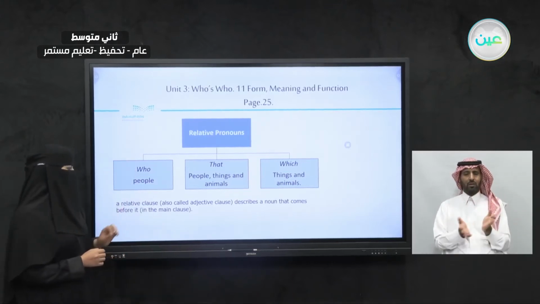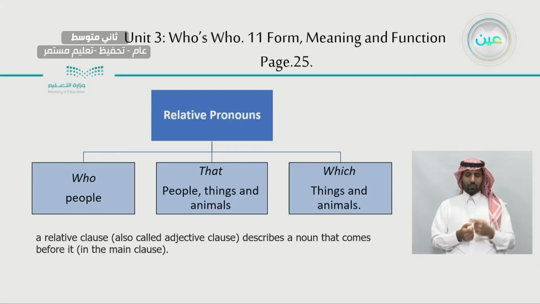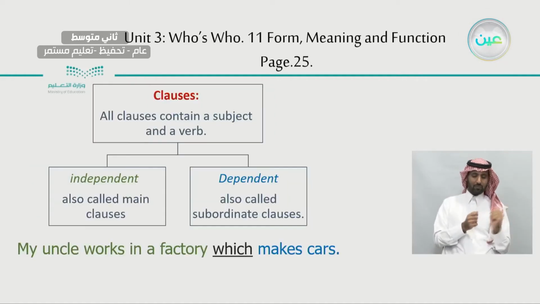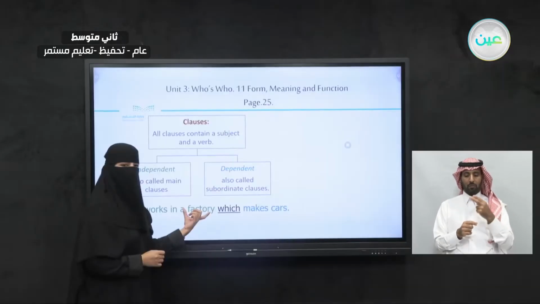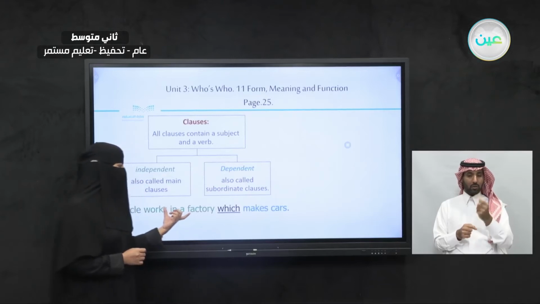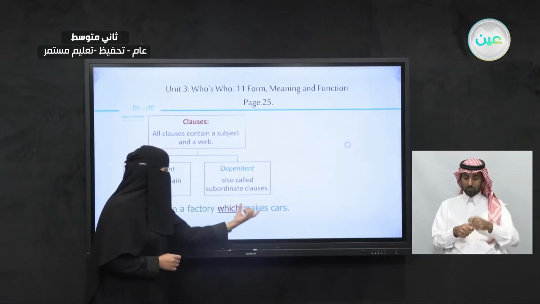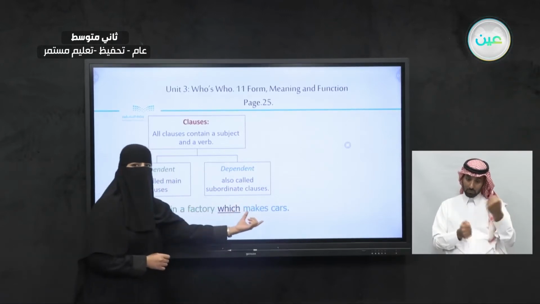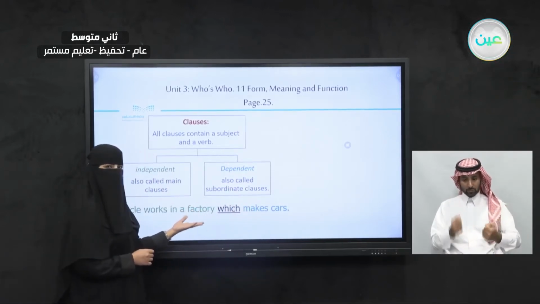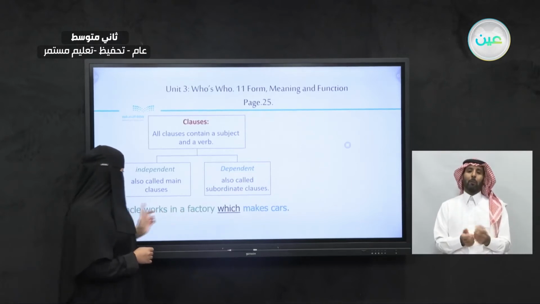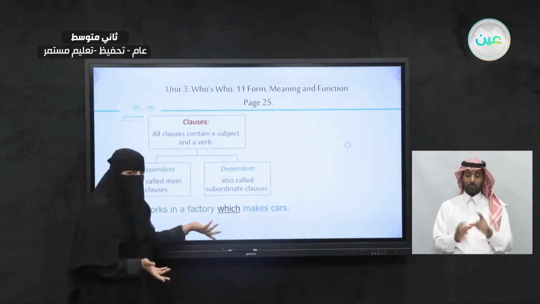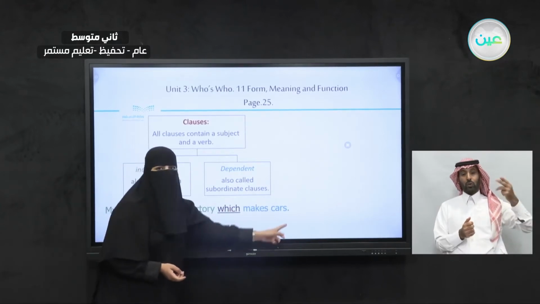So a relative clause, also called the adjective clause, describes the noun that comes before. So let's take a look here. This is the noun. My uncle works in a factory. The noun here is the factory. But which makes cars. So this is the description of the factory. This is something that is done in the factory. My uncle works in a factory. What's in the factory? Which makes cars.